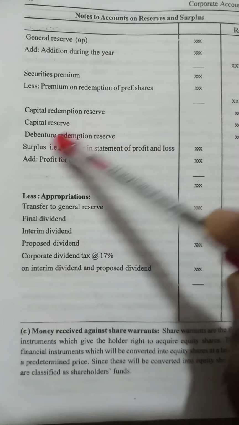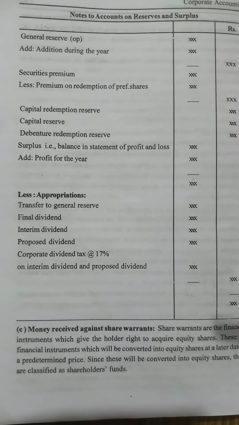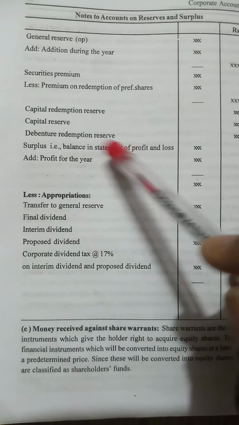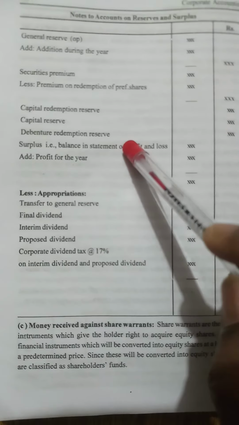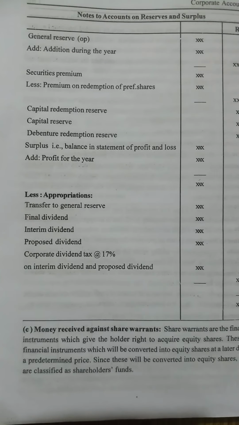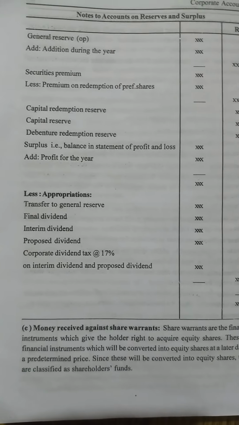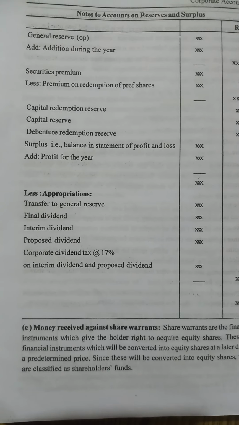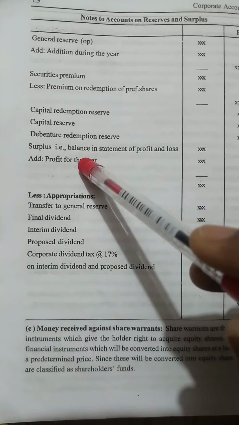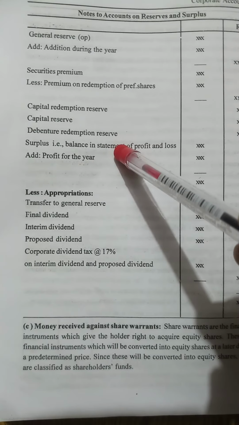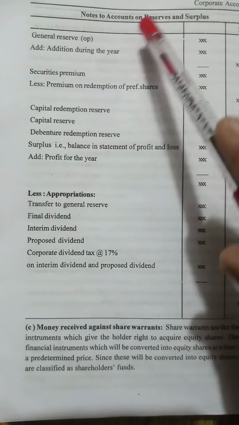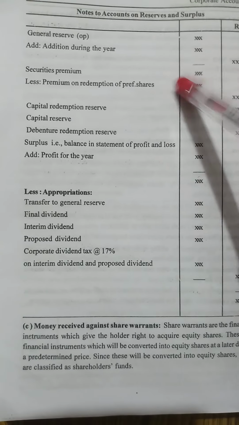Then capital reserve is maintained for supporting the capital. Then the next thing is debenture redemption reserve. If there are any debentures in the company, they have to be repaid after a certain period of time. So at that time, the company has to spend the amount. So the company will utilize this fund, that is the debenture redemption reserve. So all these headings come under reserve.